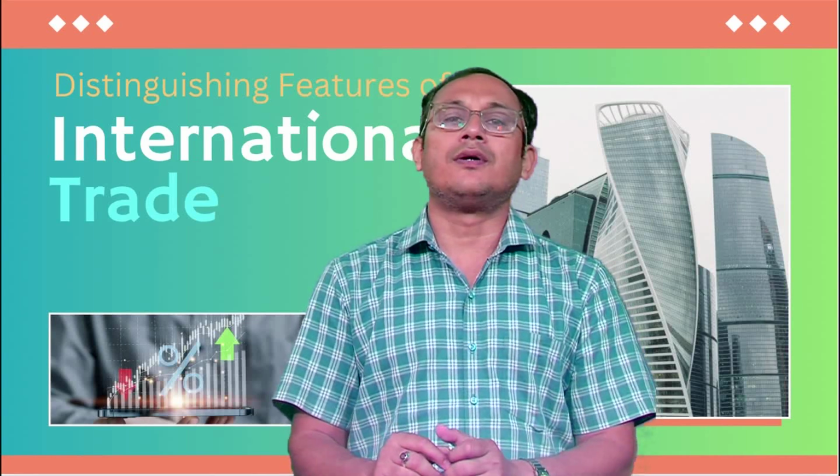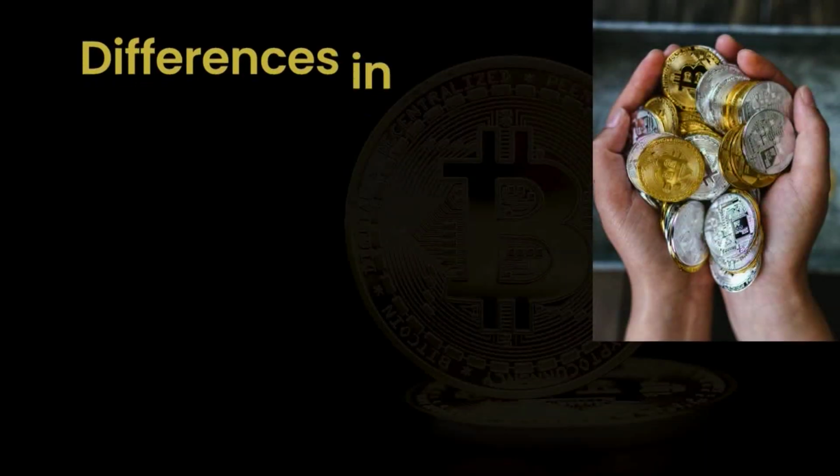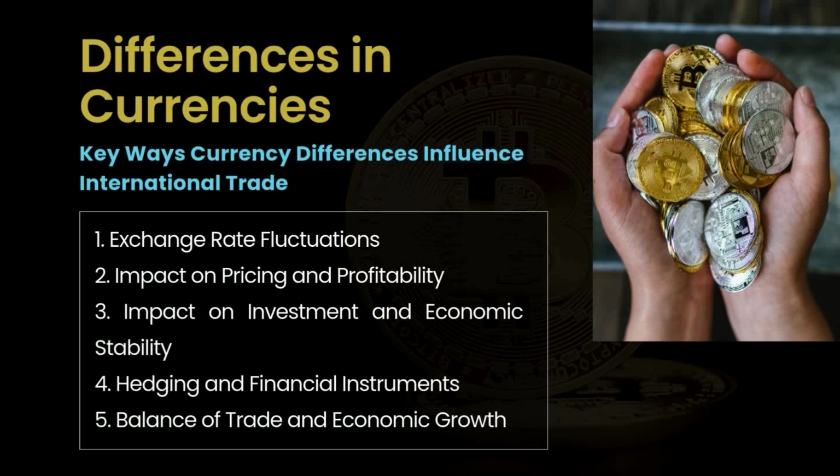Now, what are the key ways currency differences influence international trade? Currency differences influence international trade in terms of exchange rate fluctuation, impact on price and profitability, impact on investment and economic stability, hedging and financial instruments, and balance of trade, etc.